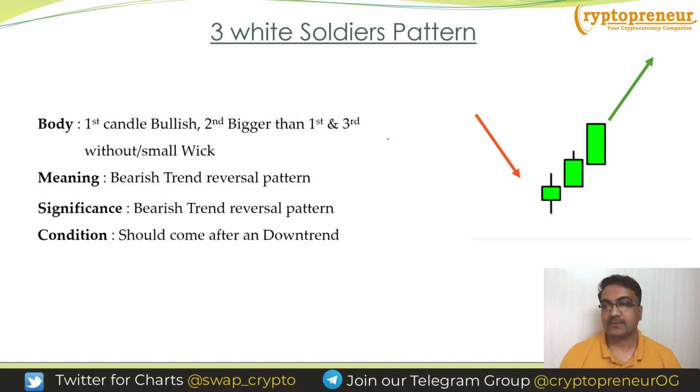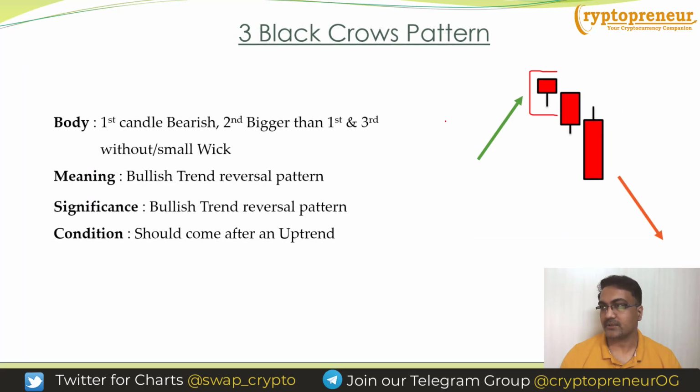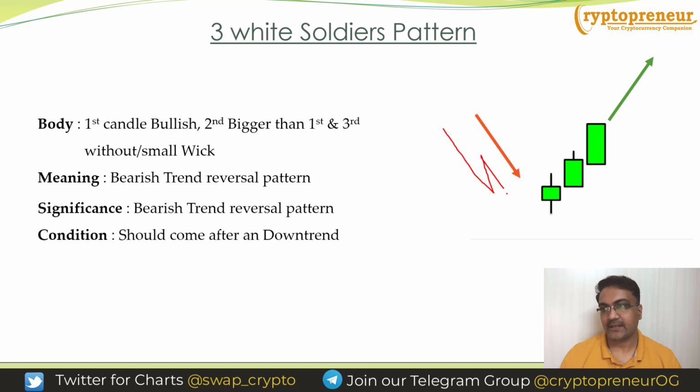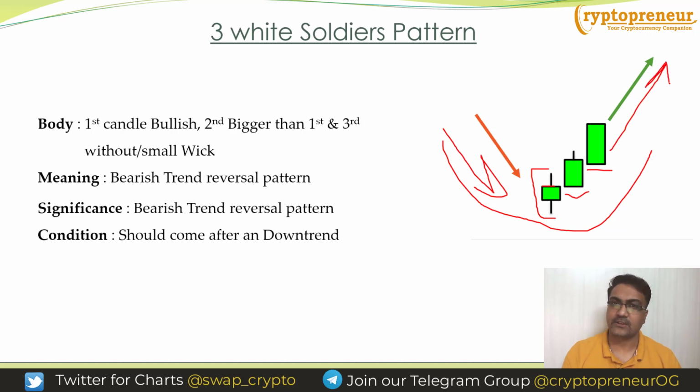Now this is another type, three white soldiers. It is just the opposite of that. It should come after a downtrend, and usually you will see a spinning top formed initially, then a very strong bullish engulfing, Marubozu type of candlestick, then again a Marubozu type of candle. Then you consider that the trend is very strong, and there are chances that the market will make good highs from here. So remember this three white soldiers pattern.